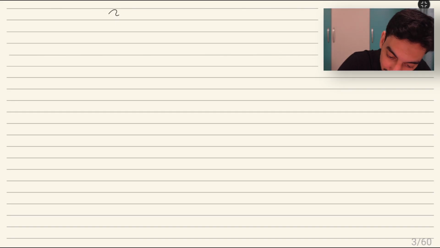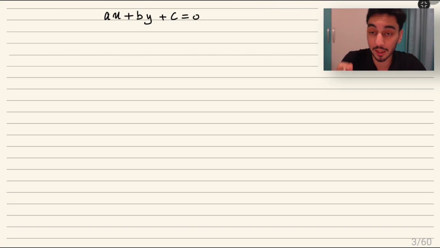So what I'm talking about is that the equation of a line should look like ax plus by plus c is equal to 0. That is exactly how the equation of a line should look. Now what are a, b and c? A, B and C, all these three things are constants. It could be any number, positive, negative, fractions, decimal, whatever you feel like. These are any real numbers.